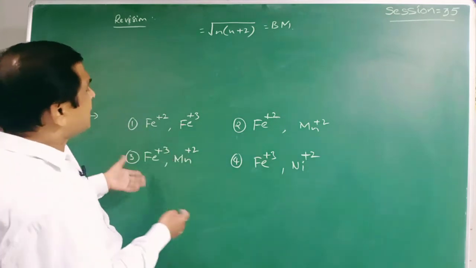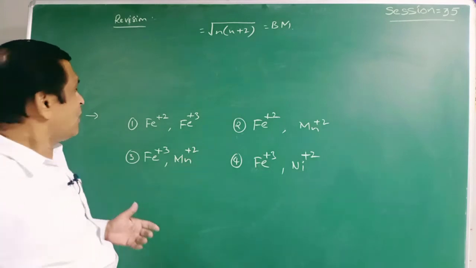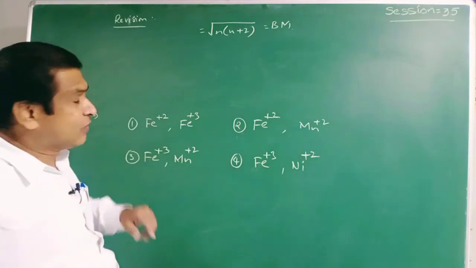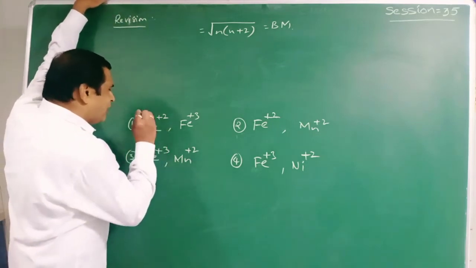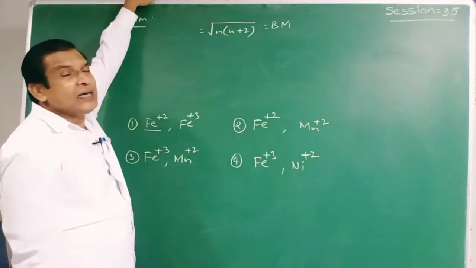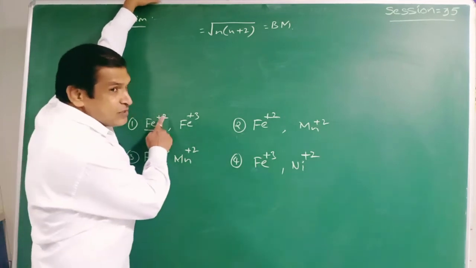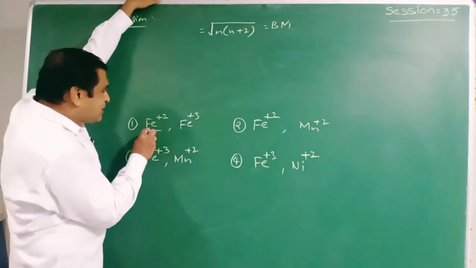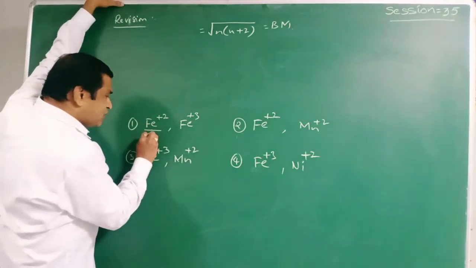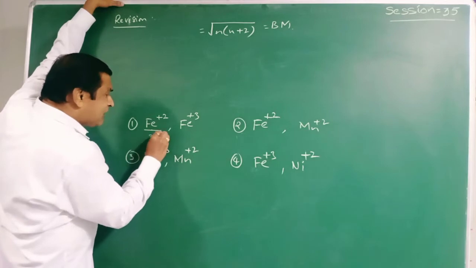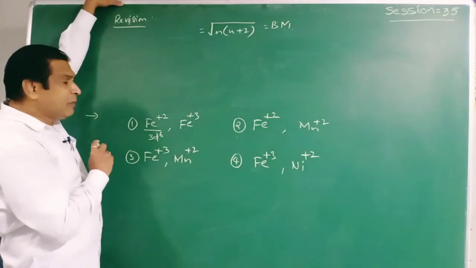Now identify which pair has the same number of d electrons. Fe plus 2, what is the configuration of Fe plus 2? Iron atomic number 26, after losing 2 electrons from the 4s orbital, it has got 3d6. 3d6 means how many unpaired electrons are there? 4 unpaired electrons. You should remember that point.